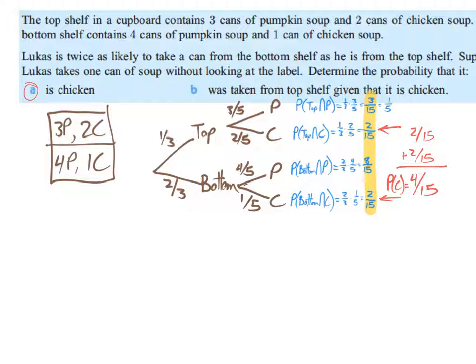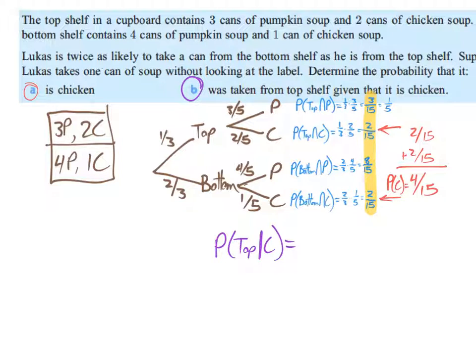Now, here we have part B. Okay, let's change our color again. Part B. What's the probability that it was taken off the top shelf, given that we look in our hand and we find we have a can of chicken soup? 2/3. Well, let's look at it.